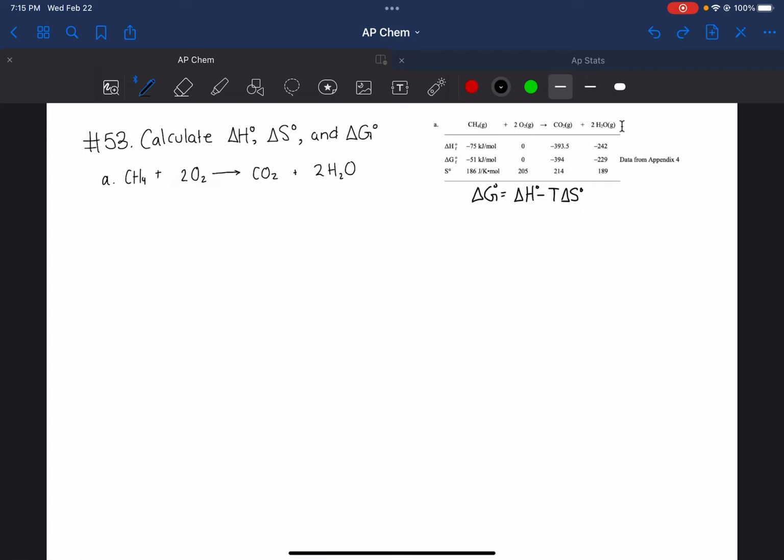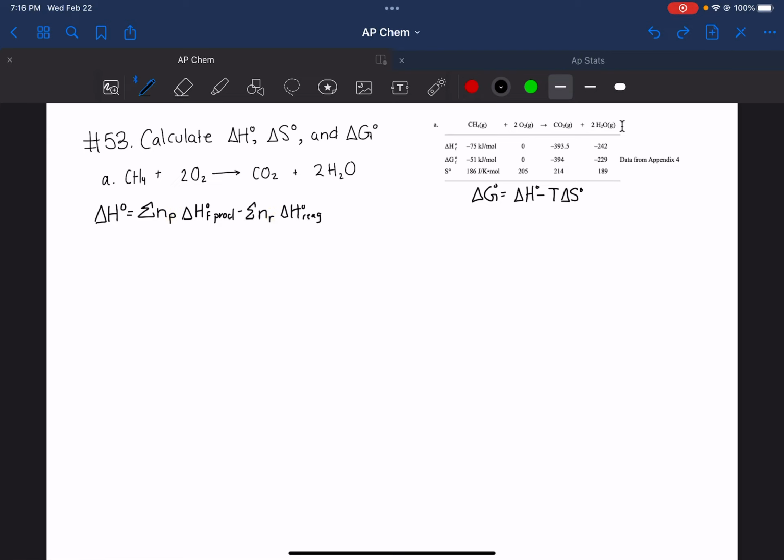But we're going to use the summation idea. For delta H, the summation idea states that the sum of the number of products times the enthalpy of formation of those products, minus the same thing, the sum of the number of reagents times the enthalpy of formation for these reagents, is equal to delta H. So let's just go ahead and get straight into it. Products come before reagents, so that means CO2 and 2H2O are going to come before CH4 and 2O2.